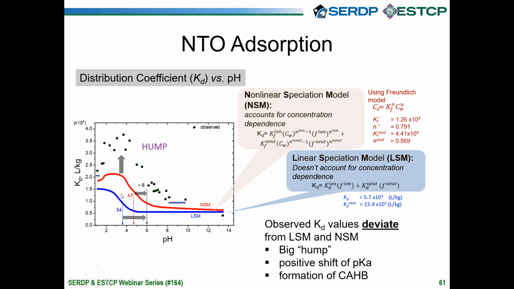And the deviation is represented by this big hump in the data and the positive shifts in pKa values, which confirms the formation of a strong charge-assisted hydrogen bond type of bonding between NTO and the surface acidic groups of activated carbon. And this is very important because we can then potentially populate the surface with more carboxylic acid to better retain NTO.